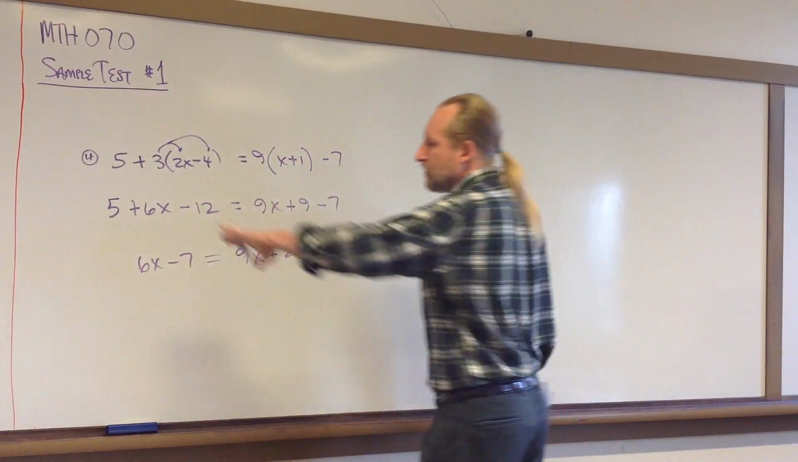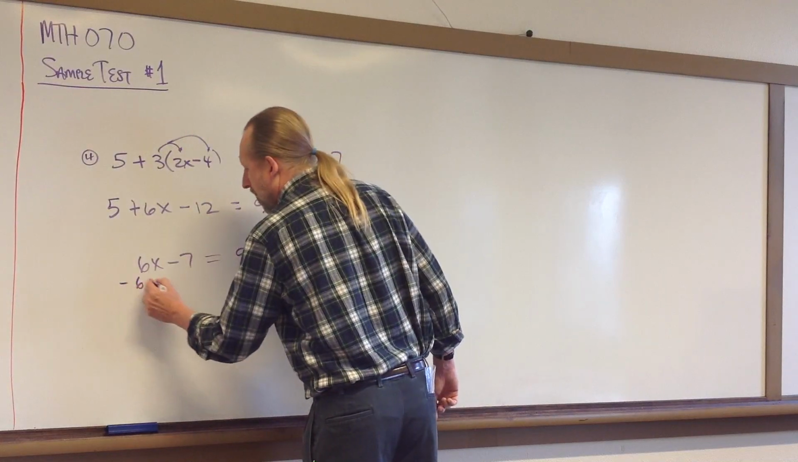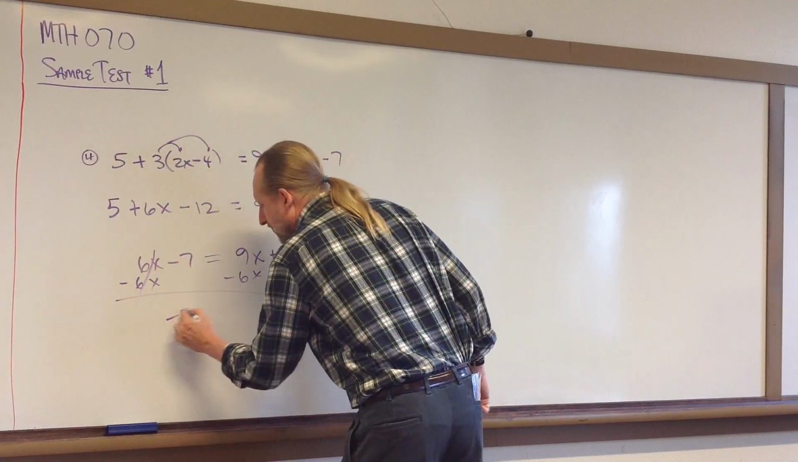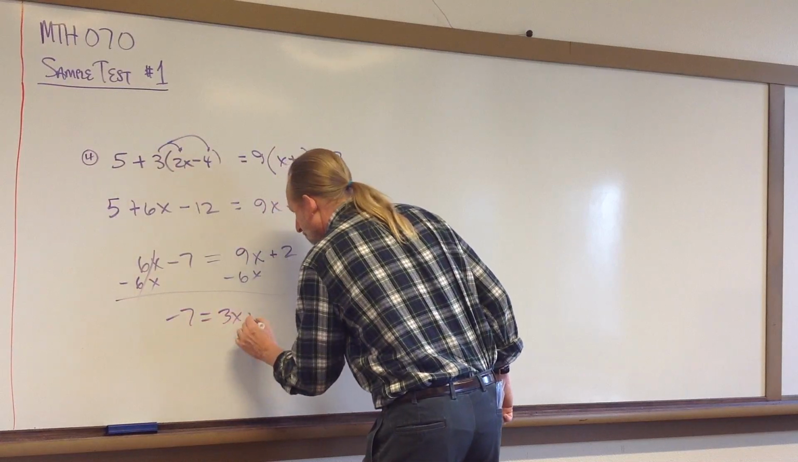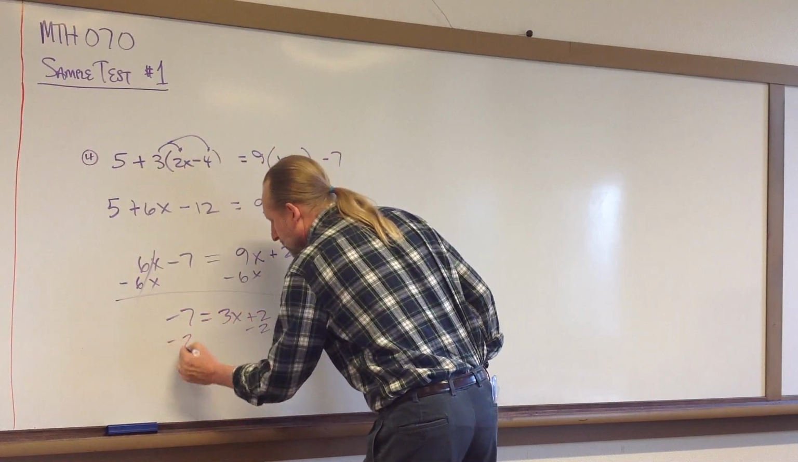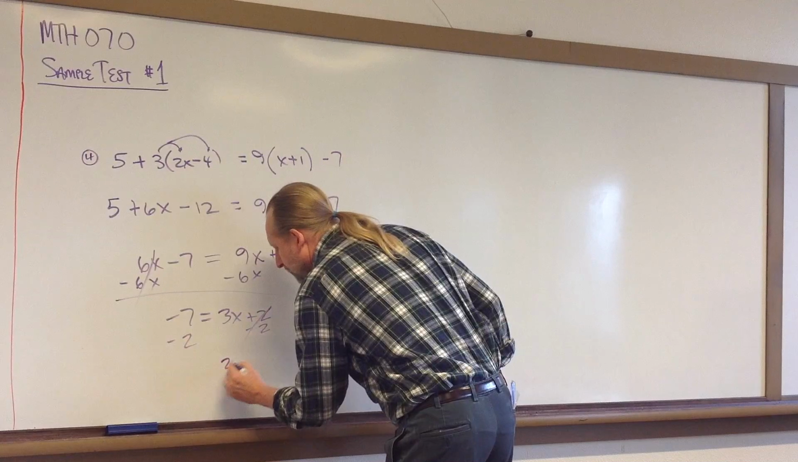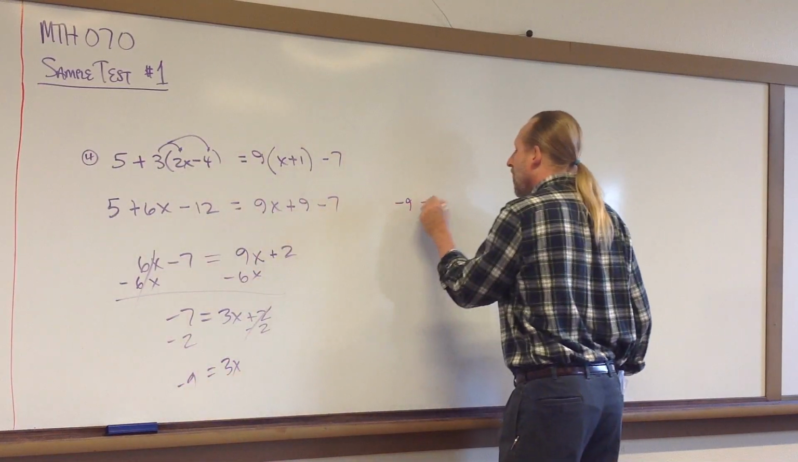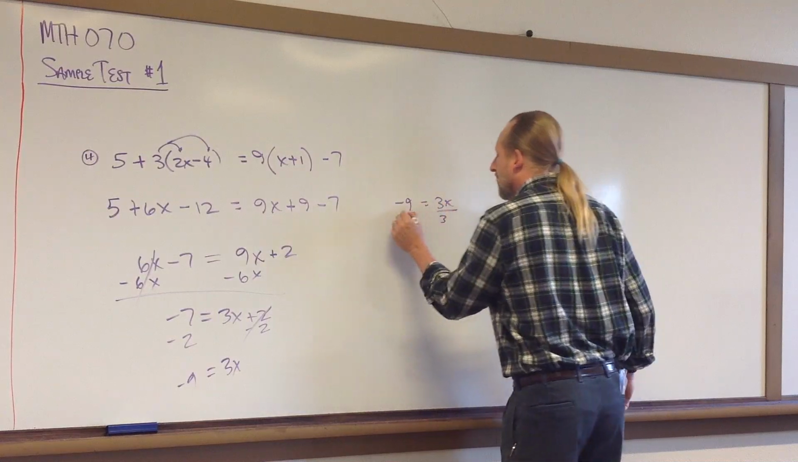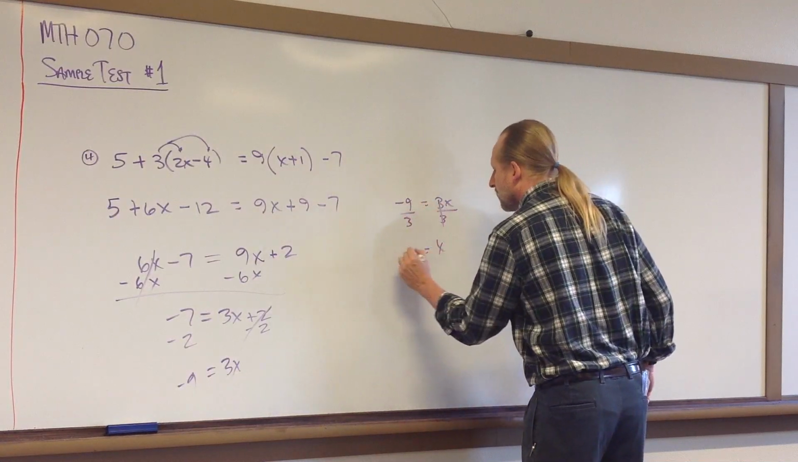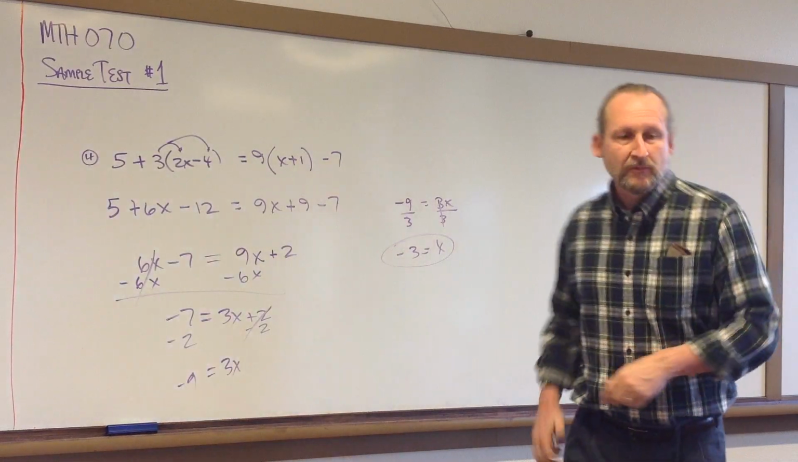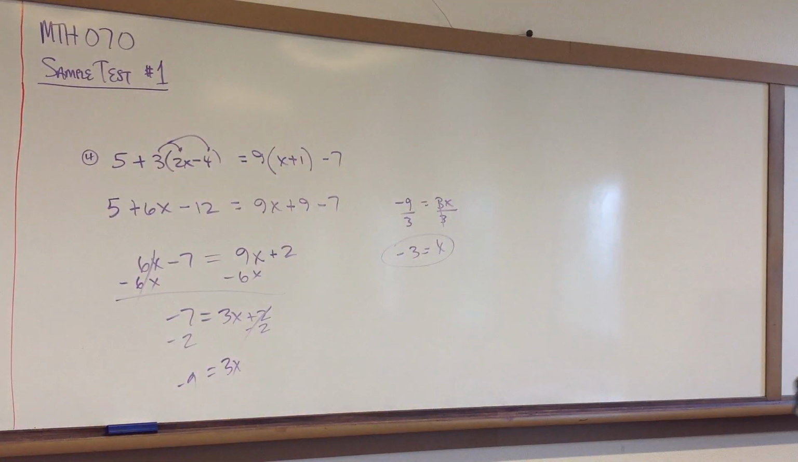Okay, now I'll move the 6x over to here. Don't lose that negative sign. And then we'll subtract 2 on both sides. 3x is negative 9. And then divide on both sides by 3. So x is equal to negative 3.